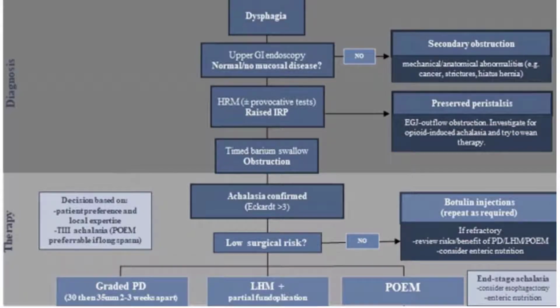There are no universally accepted algorithms. However, this is one that is commonly followed. If someone has dysphagia, you perform an upper endoscopy to exclude strictures or cancer, and then high-resolution manometry, and you're looking for a high IRP. And if they have EGJ outflow obstruction, you want to investigate for opioid-induced achalasia. And then you can do a timed barium swallow to assess for obstruction and look at an Eckardt score here. If it's greater than 3 and they're low surgical risk, they can either have the balloon dilation, Heller, or POEM. And if they're a bad surgical risk, then you can consider Botox. If they do have end-stage achalasia, you'd be considering esophagectomy at this point.